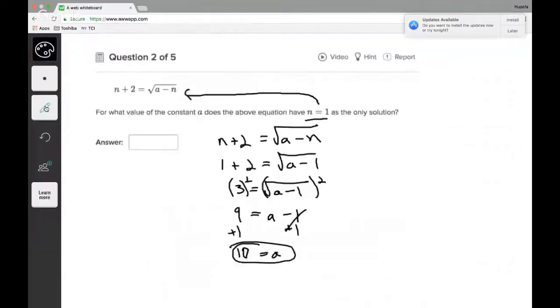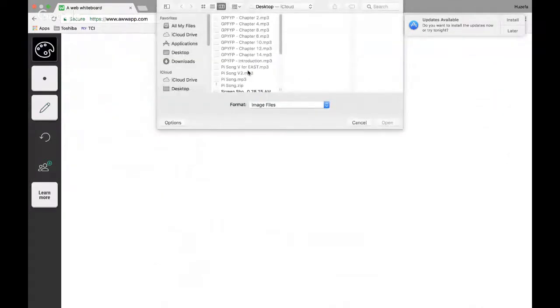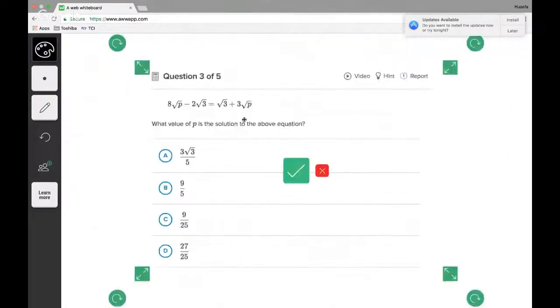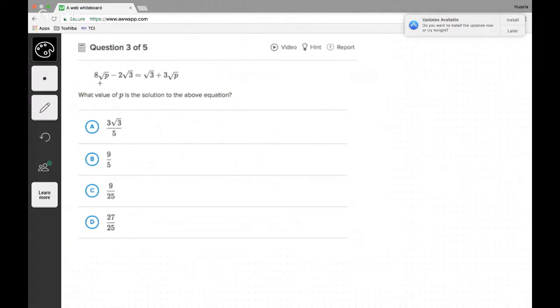Here we go. Number 3. Usually these get harder as we go on, so let's see if that is the case. Again, it's this giant equation. What value of p is a solution to the above equation? Solving for p, that's it. It's 8 square root p minus 2 square root 3 equals square root 3 plus 3 square root p.